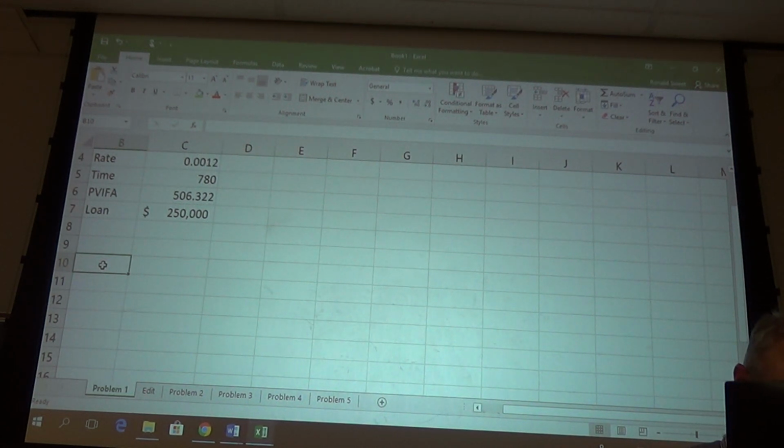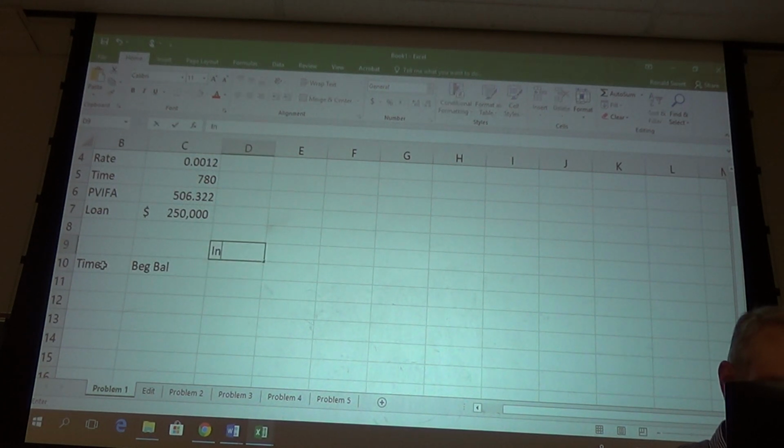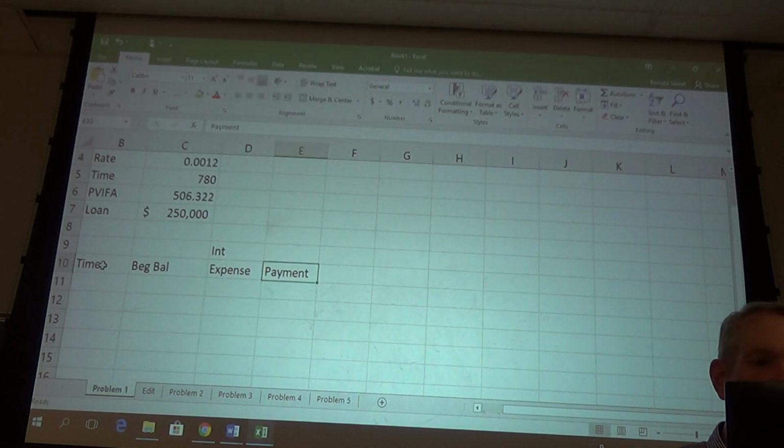But tell me real quick, what's the first column? Time. Beginning balance. Interest expense, if it's a loan. If it's an investment, it's interest income. What's the next one? Payment or investment. If it's a loan, it's a payment. And then End balance. Ending balance, okay.